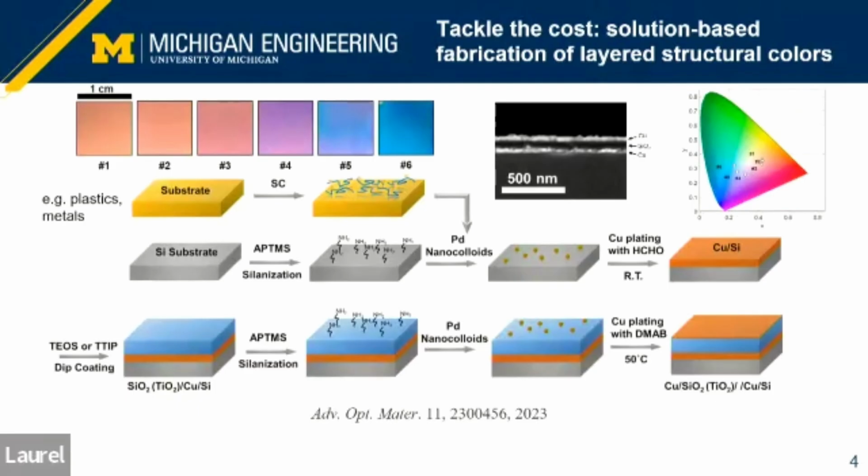I can give a good example: instead of using vacuum-based techniques, we can use solution-based deposition techniques like Sol-Gel and other dip coating techniques. Here it is also a multi-layered structure. The first layer is a copper layer, and the second layer is a dielectric layer, followed by another layer of copper. For this case, as you can see here, by simply changing the thickness of the dielectric layer, we are able to obtain a series of different structural colors as shown above.